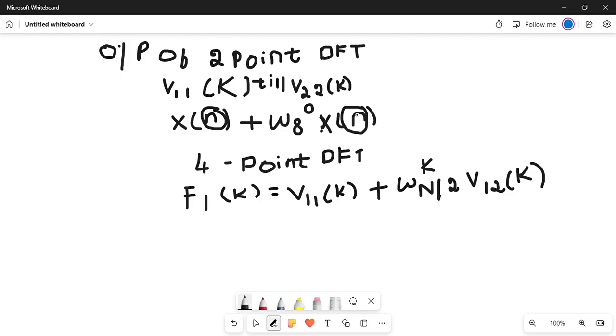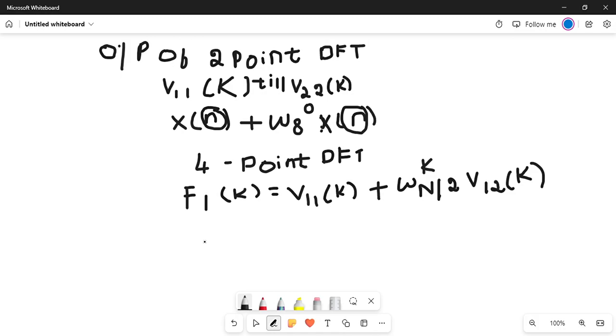That is, you get the original DFT again, right? By using the IDFT, you get the original DFT back. That is why I am trying to tell you that you are supposed to write it as x of k there, right? This is the equation for the 4-point DFT.